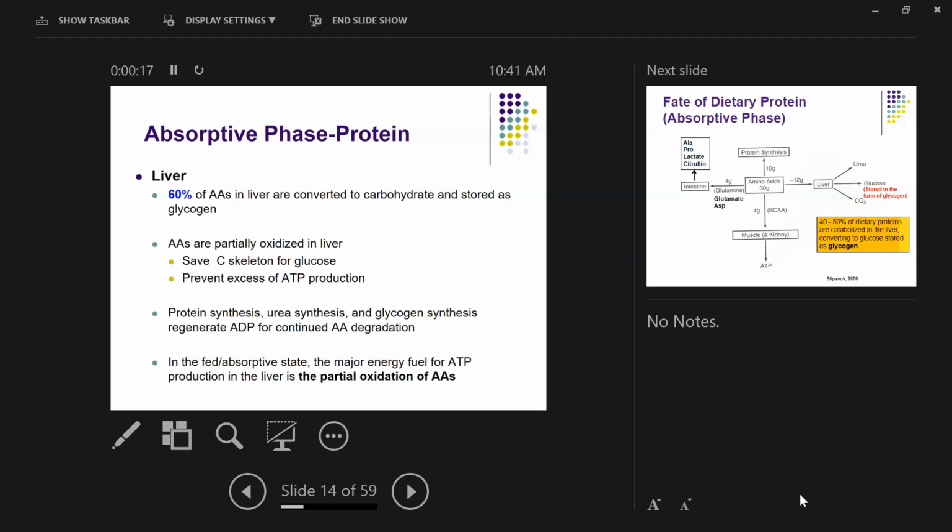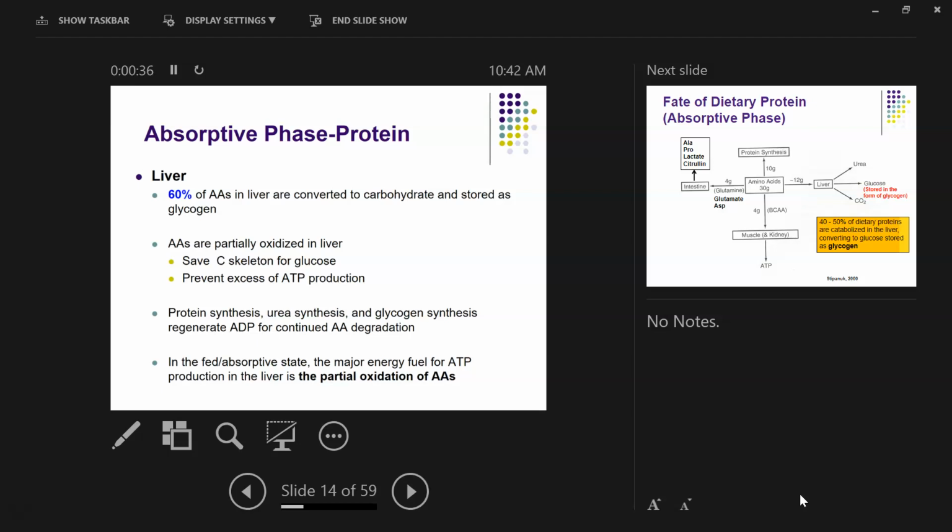Morning, everybody. So today we're going to finish the fuelization in response to food intake or feeding, right? And then we have a quiz.